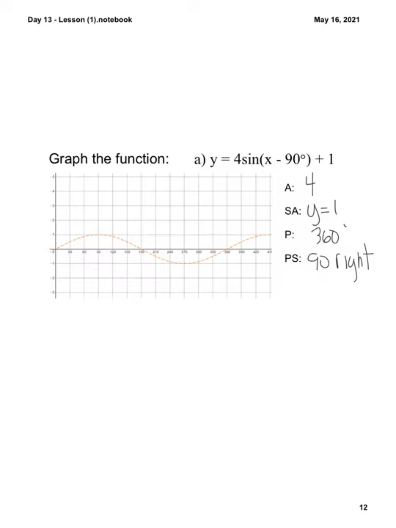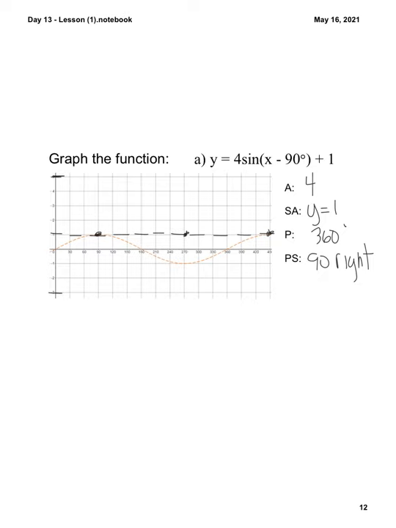All right, so I've filled in this information. This is the last thing that we did in the chart, and we now have to graph it. So I filled in that our amplitude's 4, we have a sinusoidal axis at 1, our period is always going to be 360, and we are moving it 90 degrees to the right. Pause the video, take a minute, try and graph it, and then come back and unpause.